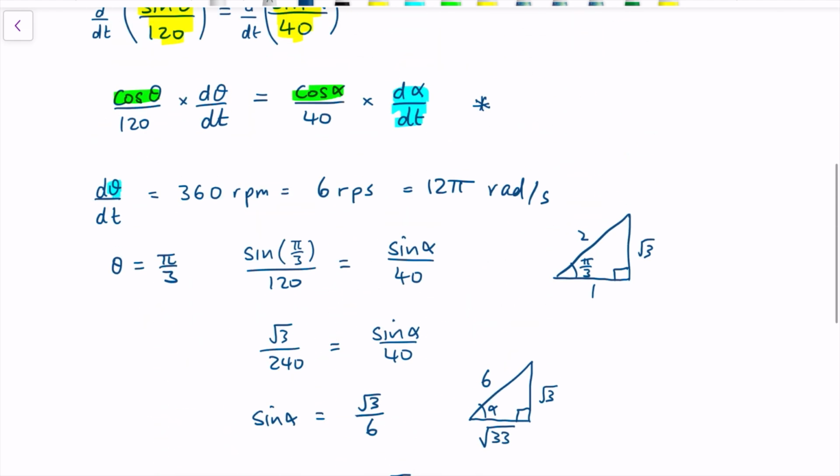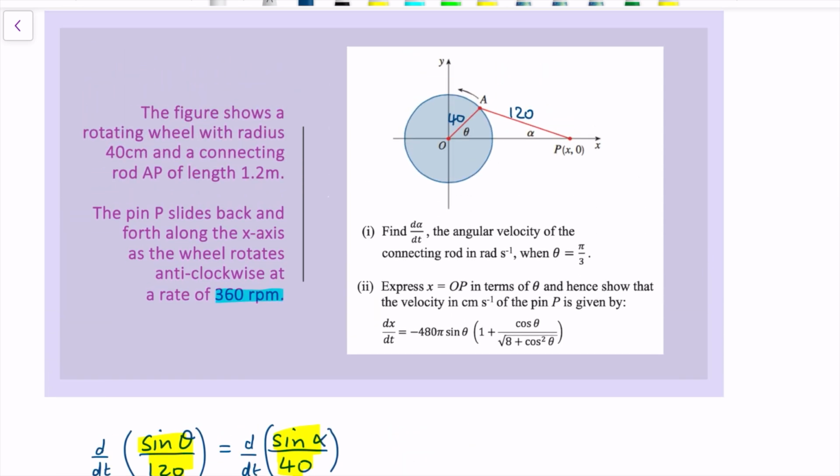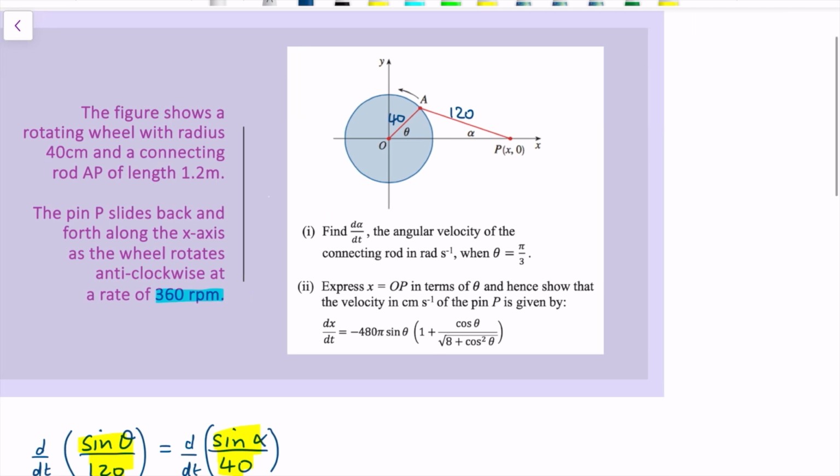Second part. Express x, the length OP, in terms of theta, and hence show that the velocity in centimeters per second of the pin P is given by dx dt equals blah. So now we're considering this point P here, and we're saying how fast is x changing? So how fast is it moving in and out towards the origin as the wheel spins around?